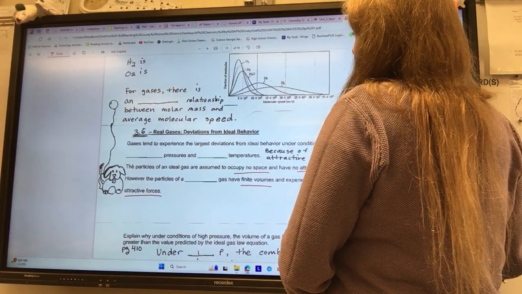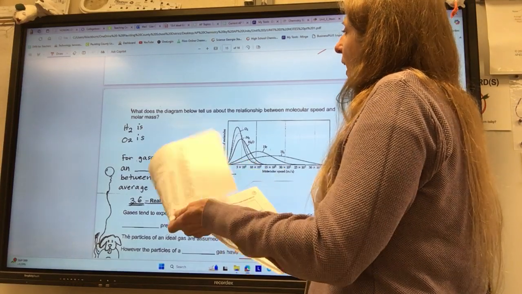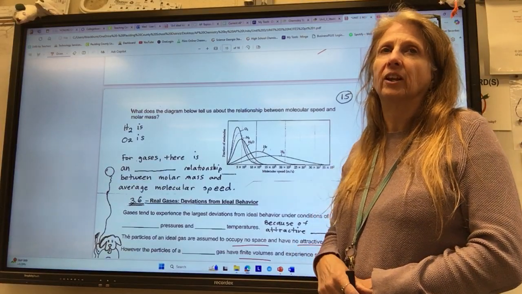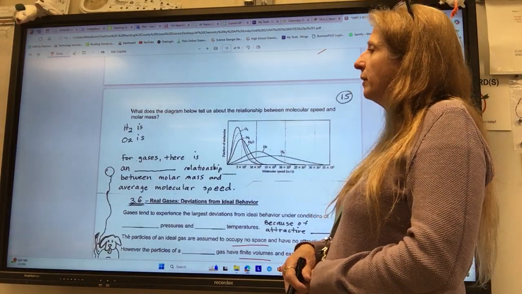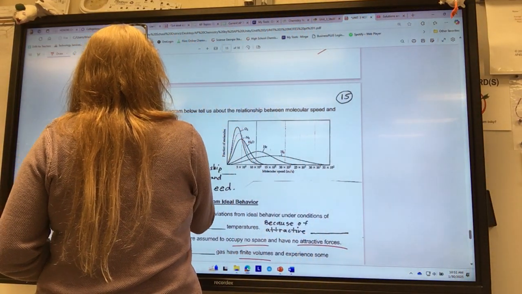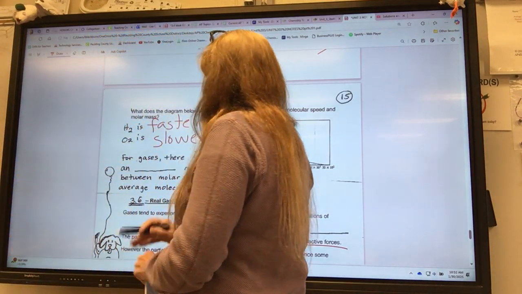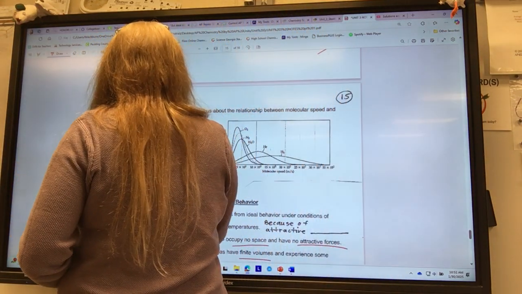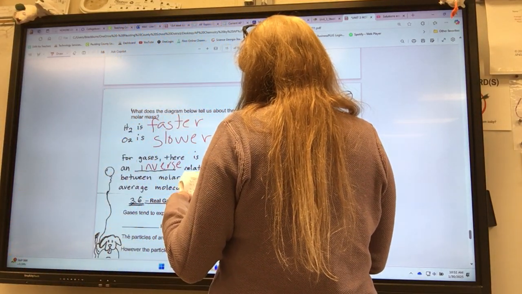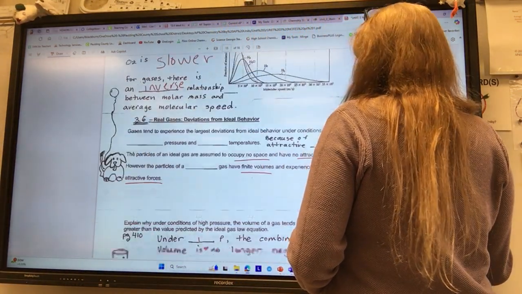All right. So here we've got that same one. So which one is bigger? Hydrogen or oxygen? Which one's more massive, hydrogen or oxygen? Oxygen, right? So which one is faster, hydrogen or oxygen? Hydrogen is faster. Oxygen is slower. For gases, there is an inverse relationship between molar mass and average molecular speed. So when one goes up, the other one goes down. Mass goes up, speed goes down.